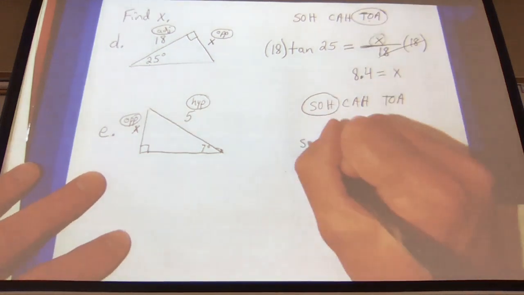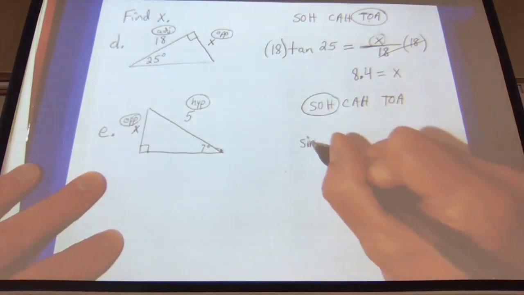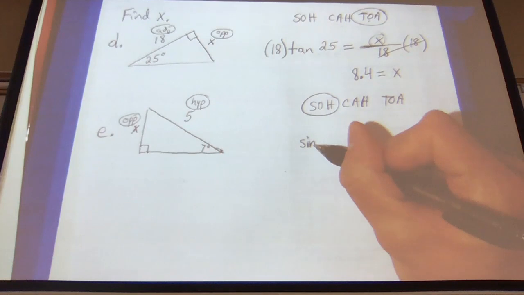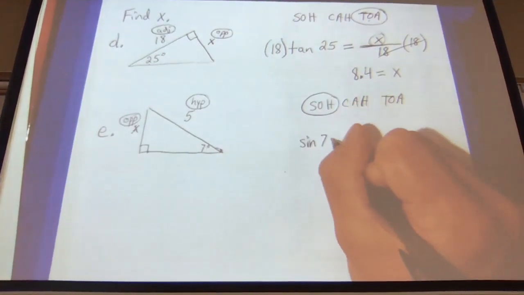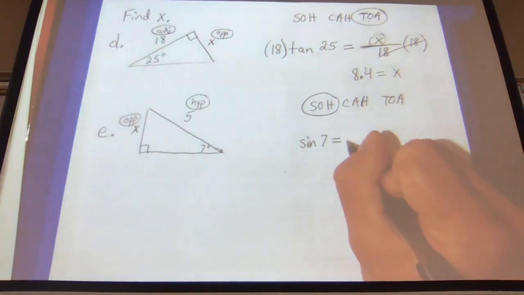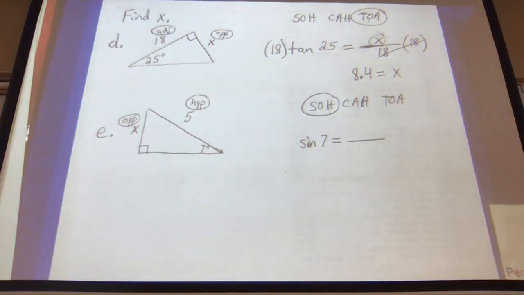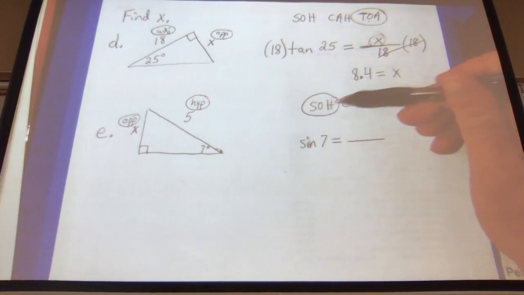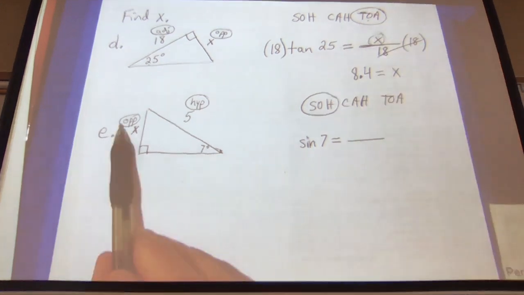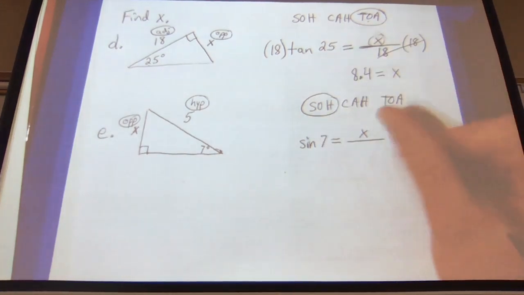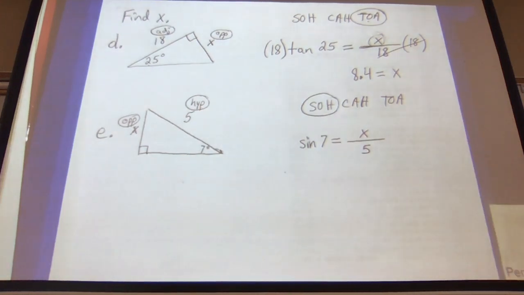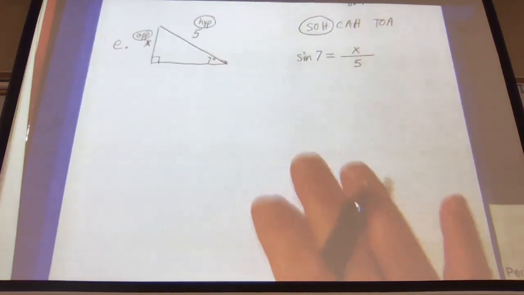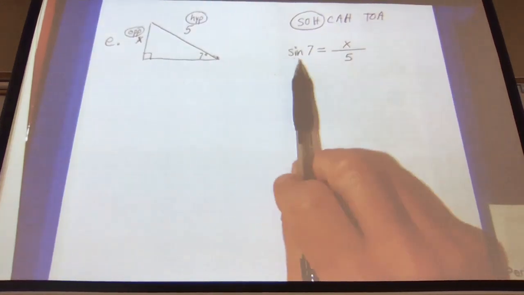Sine is abbreviated SIN. Behind the abbreviation always goes the angle, which is 7. Then we'll put our equal sign and set up our fraction. Sine is going to be opposite over hypotenuse. Opposite side is x. Hypotenuse is 5. Let's stop right there. Are there any questions on how I got to this equation?